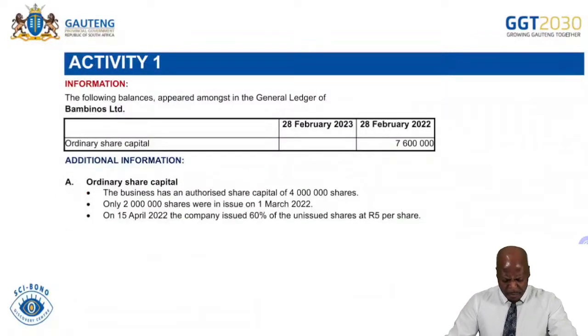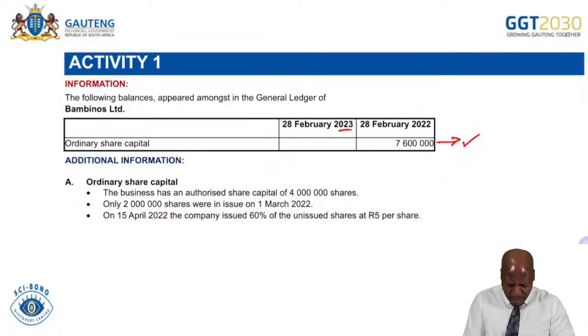And then it reads, the following balances appeared amongst others in the general ledger of Bambinos Limited. Okay, so we have 2022 and we have 2023. Once we have our 2022 balance, which is the 7.6 million, this is an amount that is coming from issues of shares in the past. So we have issued some shares in the past. That's why we have 7.6 million.